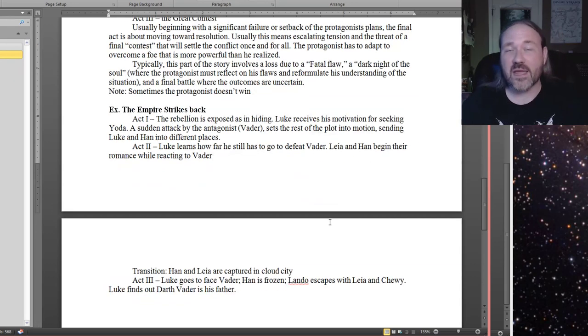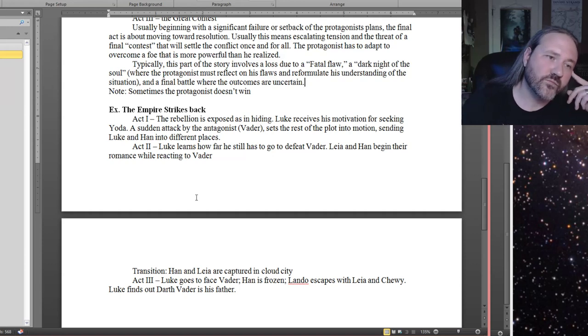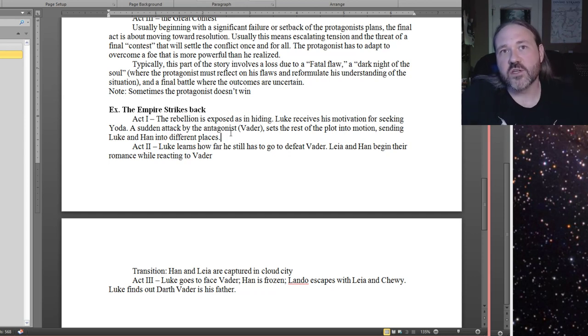So I used Empire Strikes Back as another example because everyone's seen it. In Act 1, the rebellion is in hiding. You see that they're on an ice planet, not a fun place to live. It means they're in a desperate situation. Even though they've blown up the Death Star, they're still on the run. Luke is given his motivations for seeking Yoda in the first act. So there's the first A story, the first big plot goal. Rather than thinking of it as a conflict, there's no conflict with Yoda. The conflict is I have to defeat the Empire. But the plot goal is I have to go to Yoda to get stronger. And he does that after he's attacked by the Yeti, the ice monster thing.